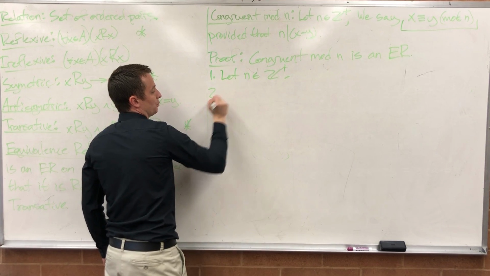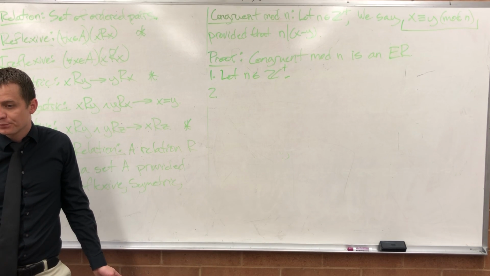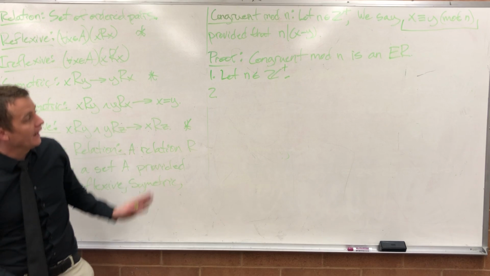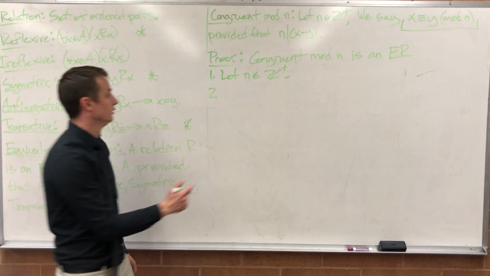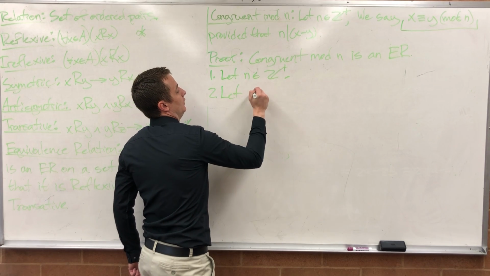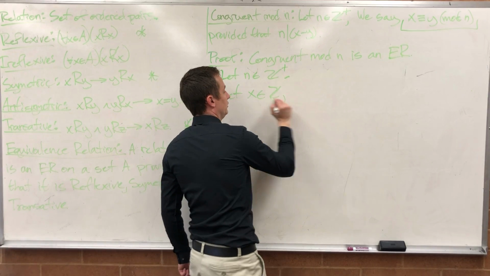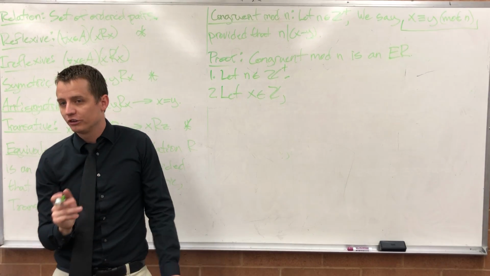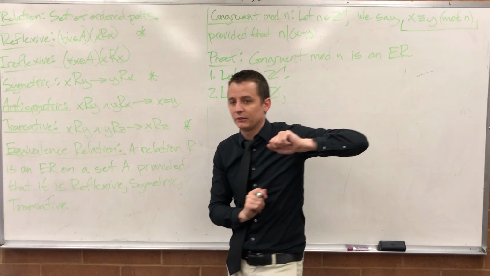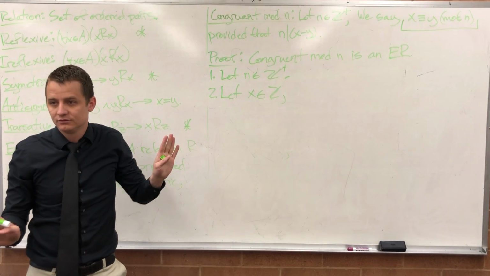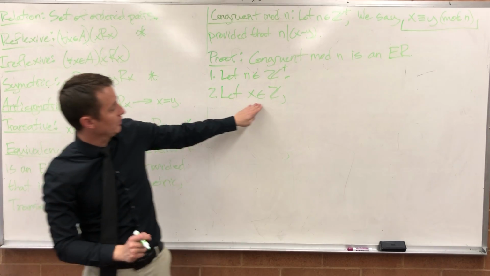Okay, 2. So now let's prove it's reflexive. How do we show it's reflexive? We need to show that x is congruent to x mod n. So we need to say let x be in Z, so pick some integer. Sorry, this congruence mod n only makes sense where x and y are integers. I don't think I specified that. We don't do it with decimal numbers. Make sense? Okay, so let x be some integer.